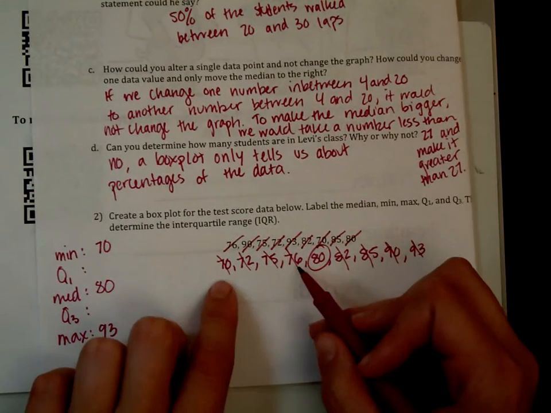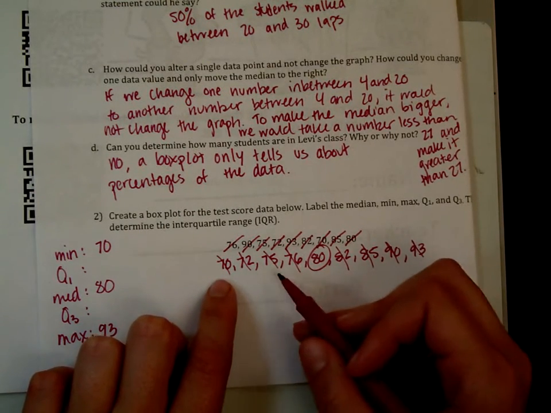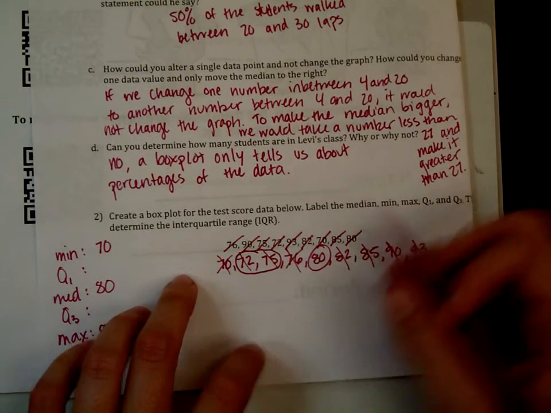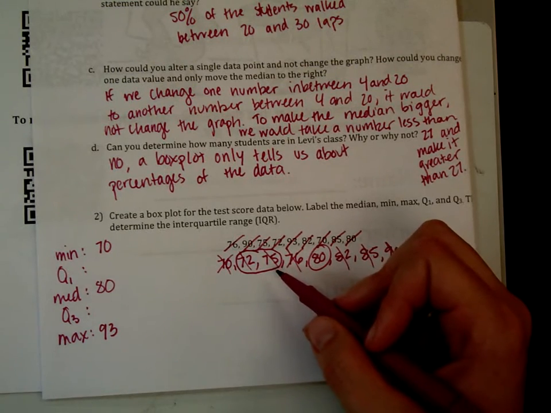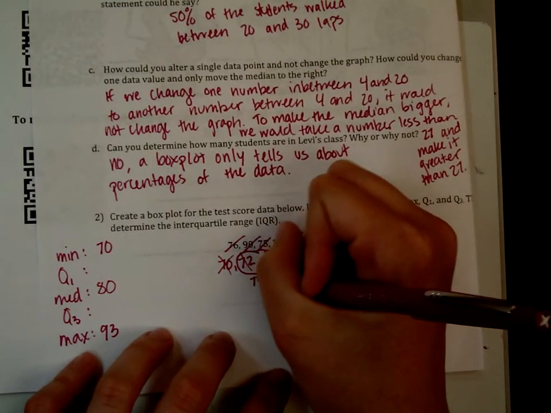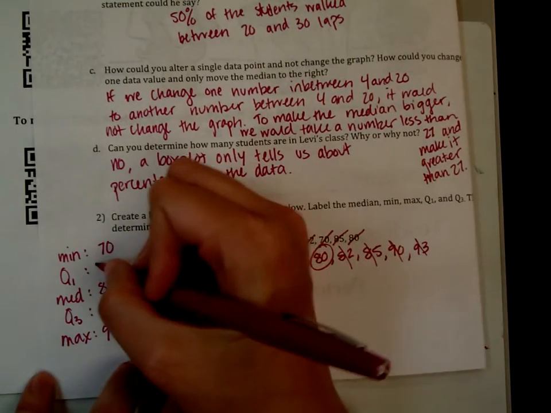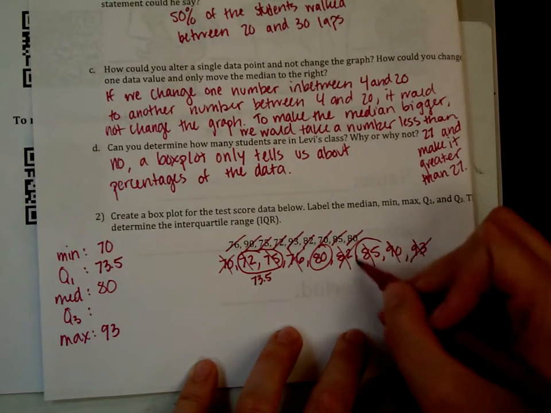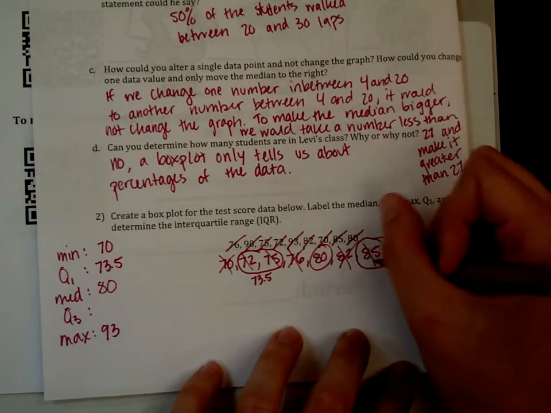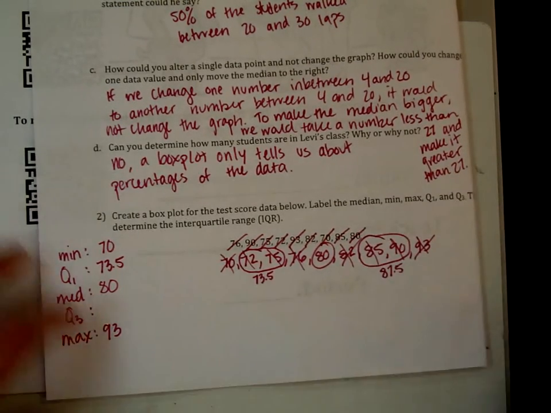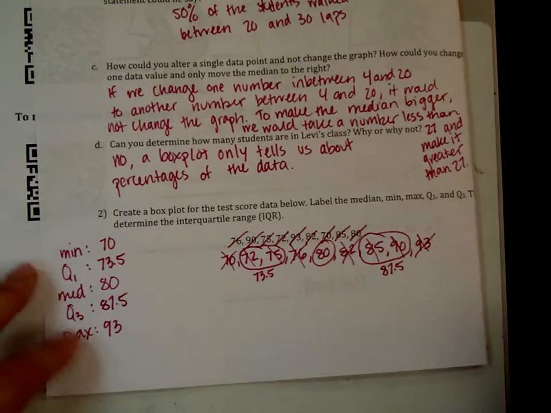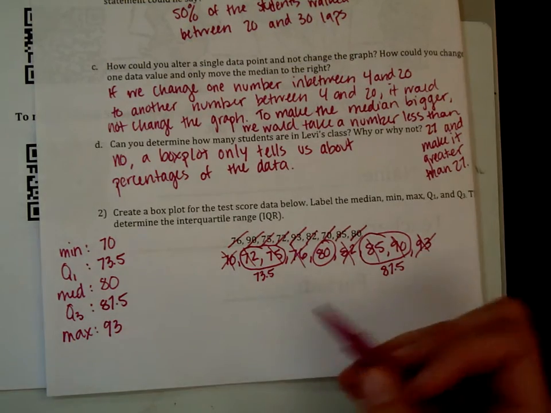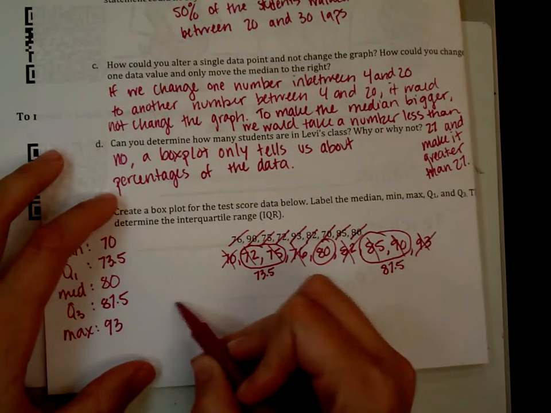To find Q1, I need to take the lower half, not including the median. And then I'm left with these two. So 72 to 75, right in the middle of that is 73.5. So Q1 is 73.5. This one I cross off there, and I'm left with 85 to 90. Halfway in between that is 87.5. So that's Q3.